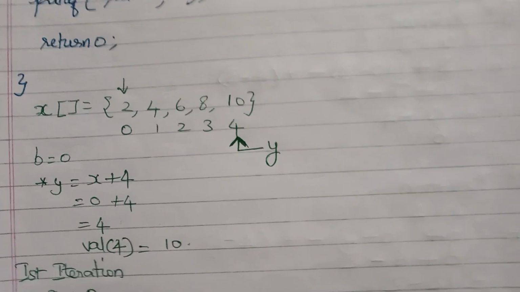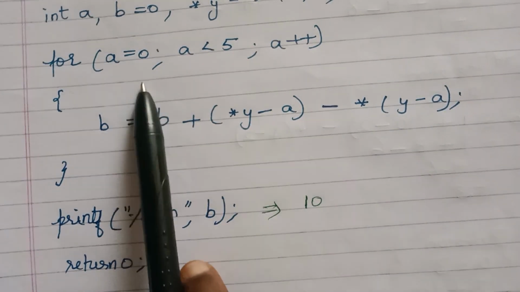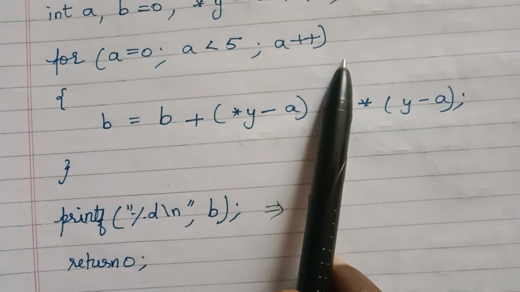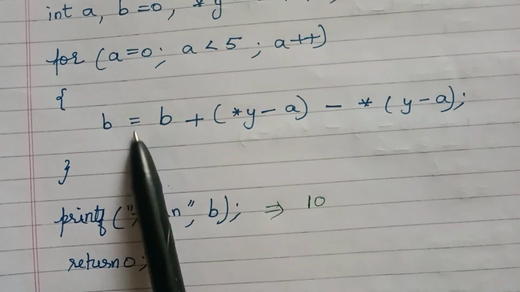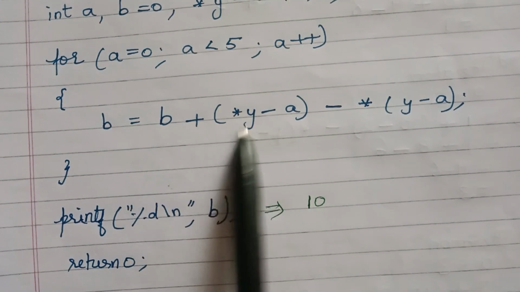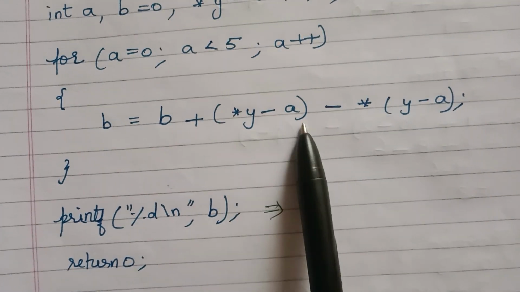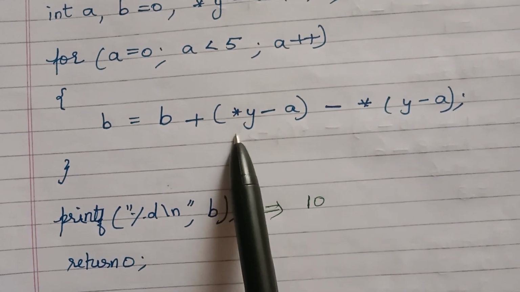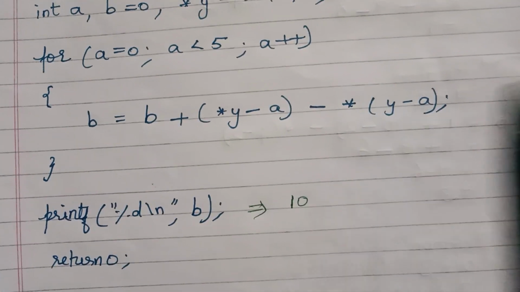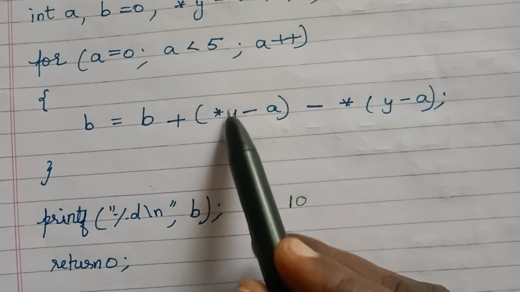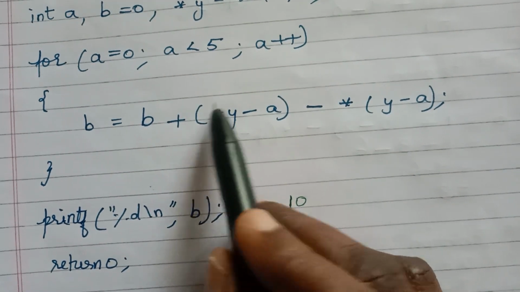Now if we see the first iteration, it is a for loop, right? Here they given a for loop with a equal to 0, a less than 5 and a plus plus. And then inside the loop they given b, that is b is incremented. b will be the previous b value plus star y minus a. So you need to understand what is star y minus a and star of y minus a. So there's a difference. So what is star y? Star y means whatever follows the star. So star means value only, it is a value.